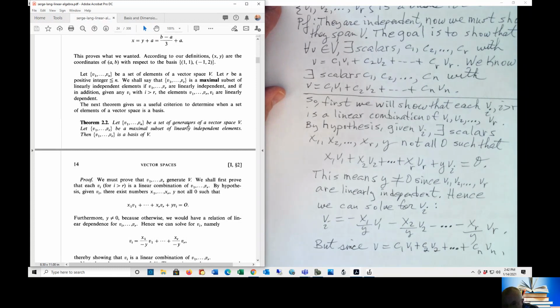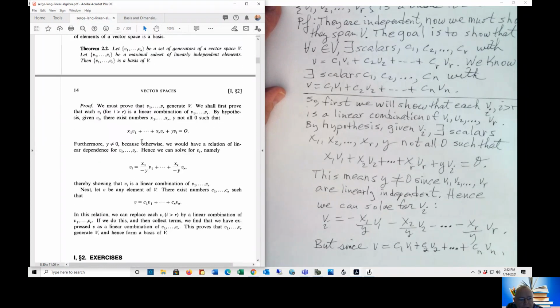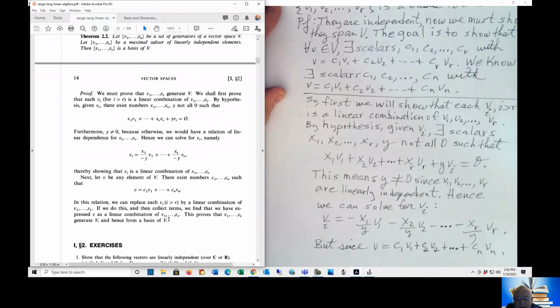Can't divide by 0. So if you solve the vector equation for v sub i, here's what you get. v sub i equals negative x1 divided by y times v1, minus x2 over y times v2, minus, and so on, minus x sub r over y times v sub r. But remember, v is a linear combination of all of the vi's from v1 to vn, right?